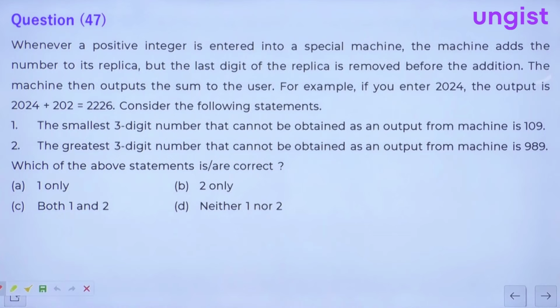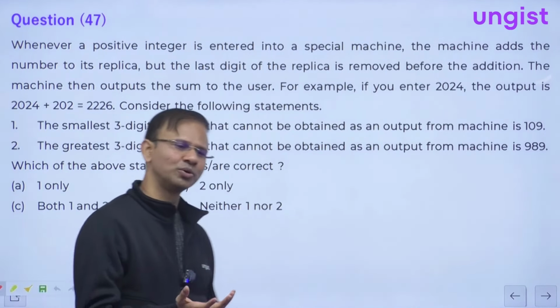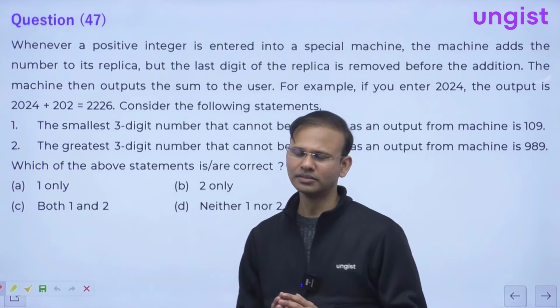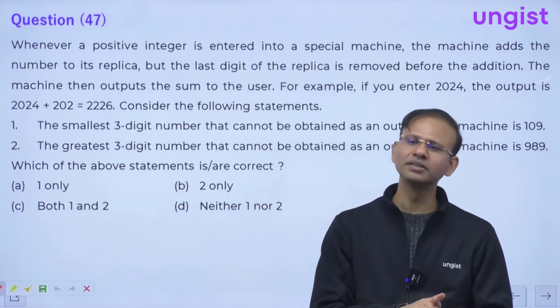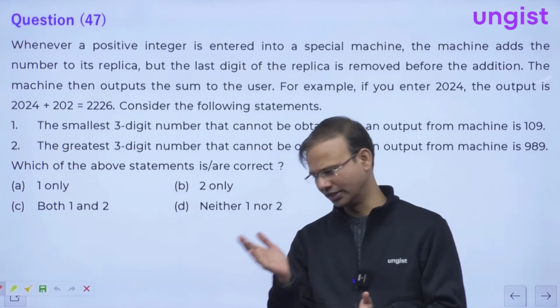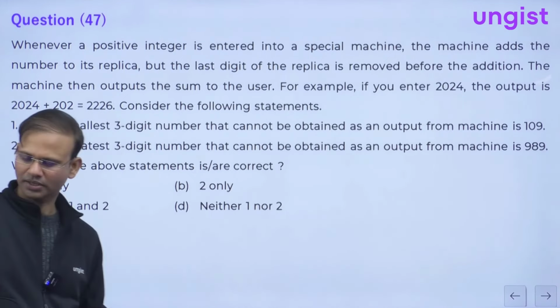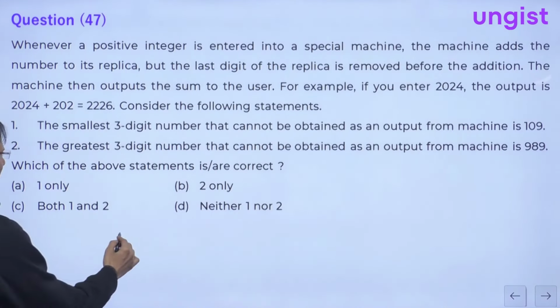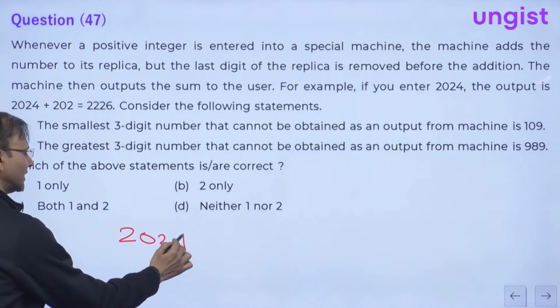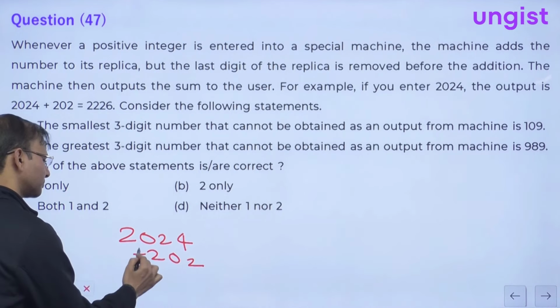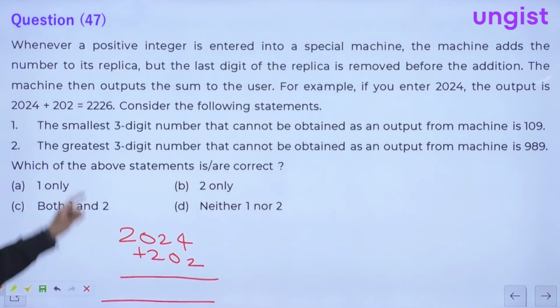Yes, so guys, the question is, there is a machine in which you need to put a 4-digit number, or a number. The machine adds the same number to that number, but it ignores the unit digit. Just read the question, right? Suppose you put 2024 inside it, it will give you 2024 plus 202. This is the situation.